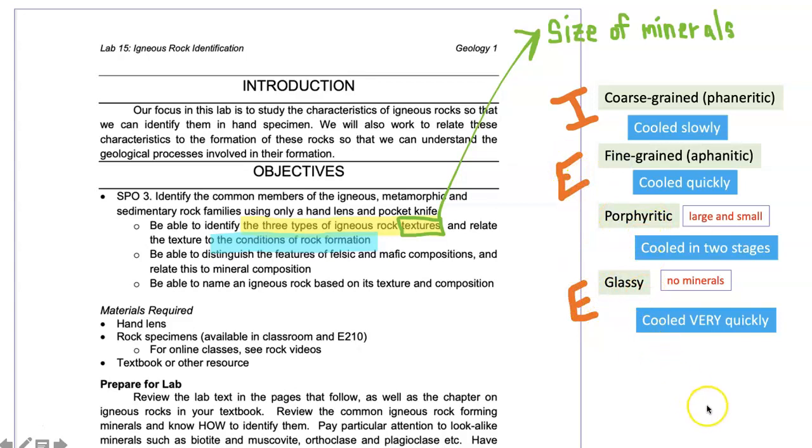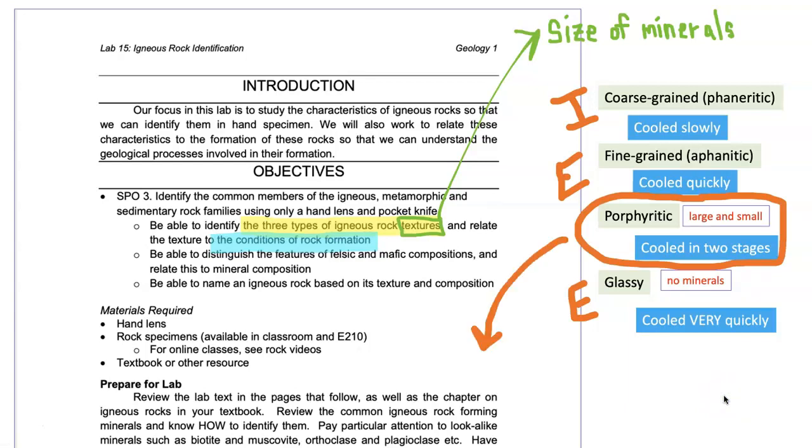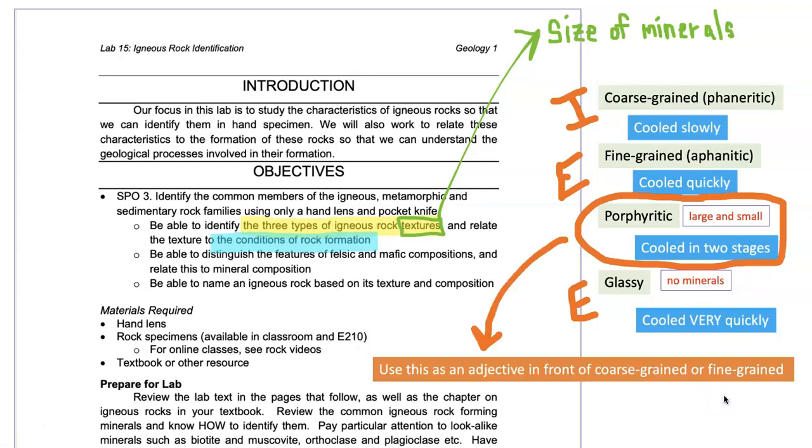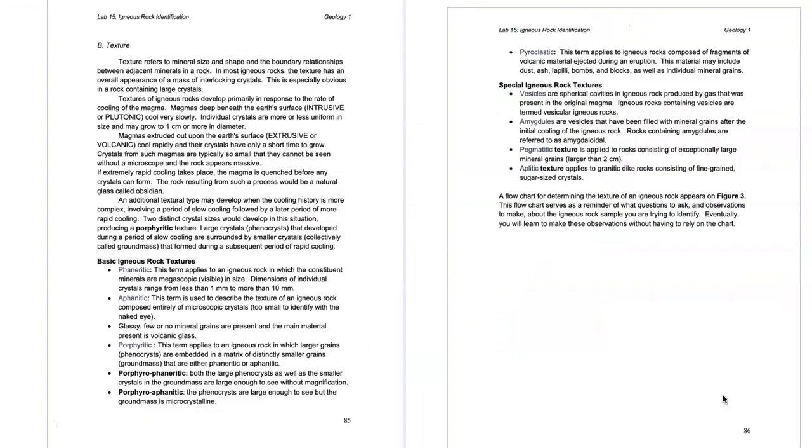We didn't see porphyritic on that chart though. And that's because for our purposes in this class, we're going to use porphyritic as an adjective in front of a rock's coarse-grained or fine-grained name. That's as far as we need to go in this class. And so what I mean is if we have a rhyolite, we might call it a porphyritic rhyolite. Or if we have a granite, we might call it a porphyritic granite, if it has large and small crystals. I'll explain more as we look at some of these rocks.